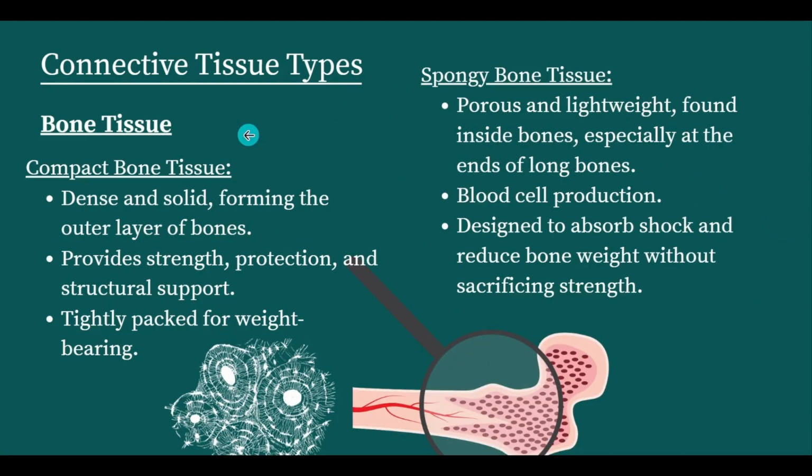Okay, so bone tissue. Bone is a connective tissue. That's what it looks like. And yeah, here's another kind of bone tissue here. We have two different kinds of bone tissue. We have compact bone tissue, which is dense and solid, forming the outer layers of the bones. That's strength, protection, support, tightly packed for weight bearing. And then the spongy bone is porous and lightweight, found inside the bones, especially in the ends of the long bones. That's where the blood cells are produced, and it's designed to absorb shock and reduce bone weight without sacrificing strength.